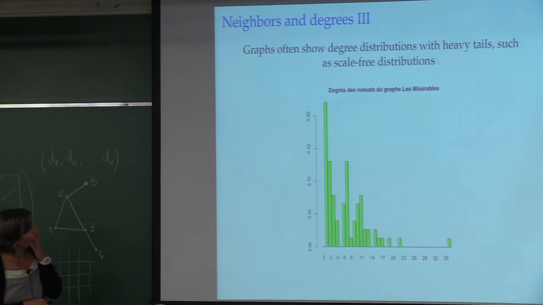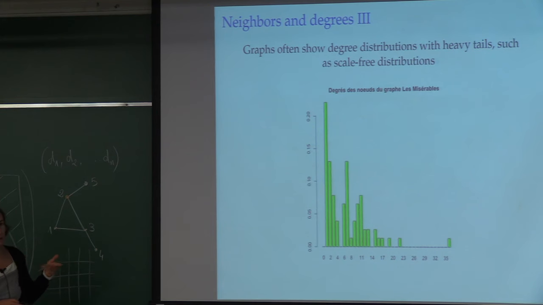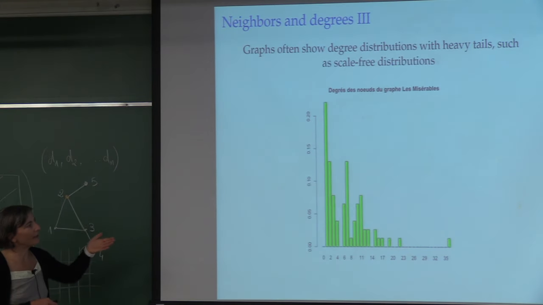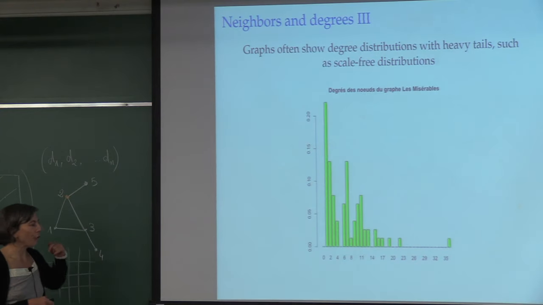Let's continue. Another idea that is important is that graphs often show degree distributions with heavy tails. Heavy tails means we have very few, very large values. You all know about heavy tails in probability, more or less, this idea of having specific large values that will appear. In particular, scale-free distributions, which I will describe next, are known to be heavy-tailed and they have this characteristic.